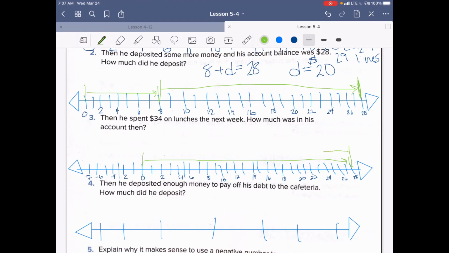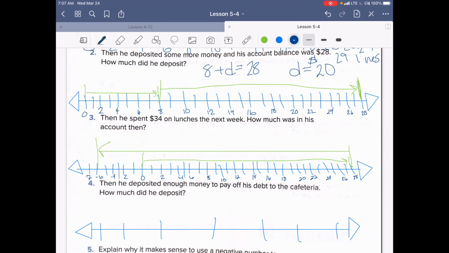2, 4, 6, 8, 10, 12, 14, 16, 18, 20, 22, 24, 26, 28, 30, 32, 34. So our arrow is going to end up over here at the -6.